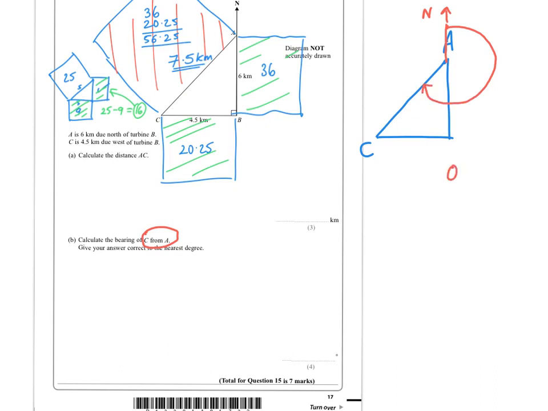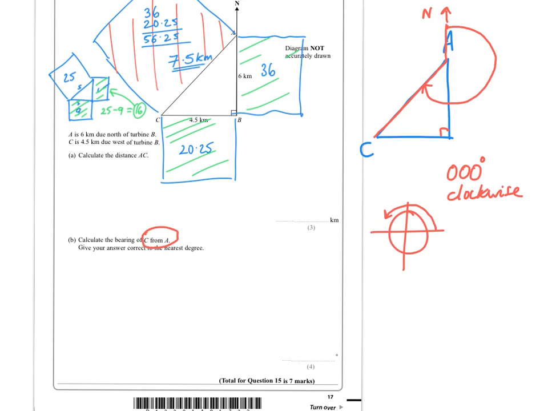So bearings are always 3-figure, and they always turn clockwise. However, when you're talking about angles higher up and at degree level, A level and degree and beyond, angles turn anti-clockwise. So I'm not a particular fan of bearings really, but it's something which is on the syllabus, so we have to do it. So we turn clockwise until we get to the line where it's connecting A and C.